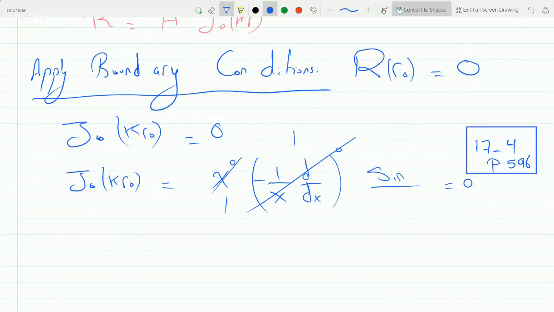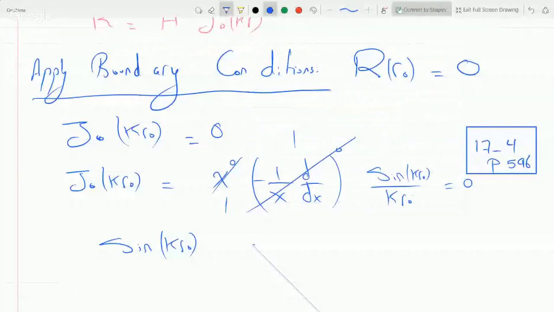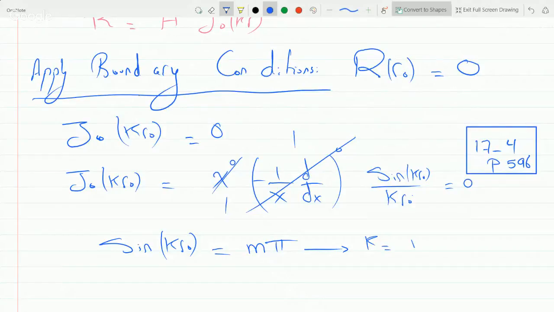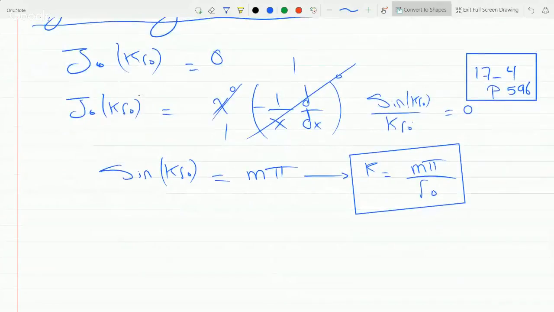So there's an x, replace it by kR0, so kR0 over kR0. That means sine(kR0) is equal to m pi, which makes k equal to m pi over R0. Okay, good.